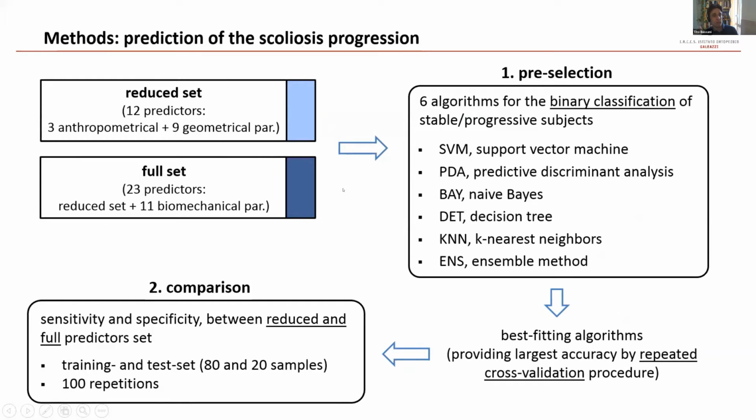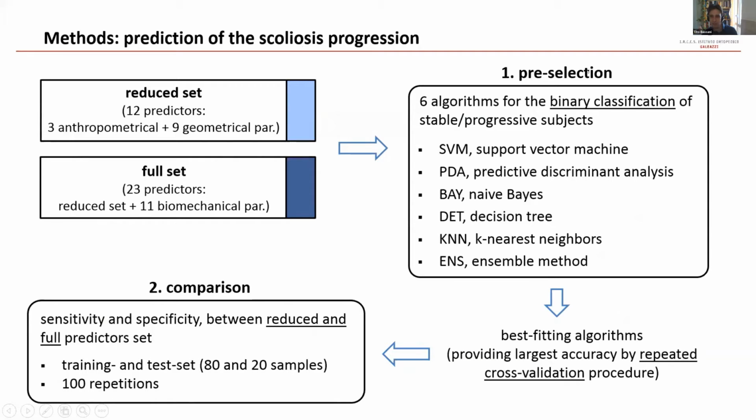When we evaluated the effect of accounting for the biomechanical parameters on the prediction of scoliosis progression, we defined two sets of predictors. The reduced set, which accounted for the 12 predictors, the 3 anthropometrical and the 9 geometrical, and the full set, which accounted in addition for the 11 biomechanical parameters.